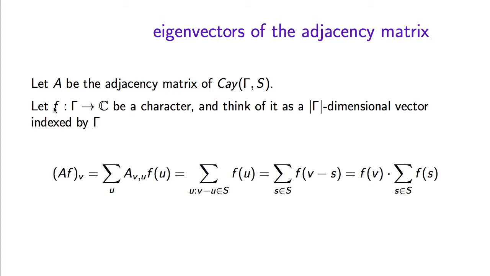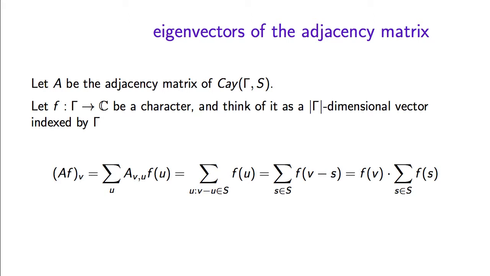Let's also suppose that f is a character of the group gamma, and let's think of f as being a gamma-dimensional vector, such that the entry x of this vector is f of x. In general, one can always think of a function defined over a finite set of k elements as being a k-dimensional vector, where the entries of the vector are the same as the inputs for the function, and then the content of the entries of the vector is the same as the outputs of the function.